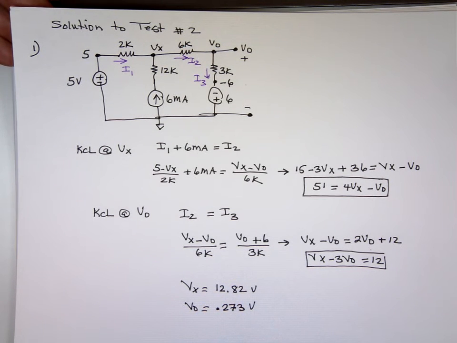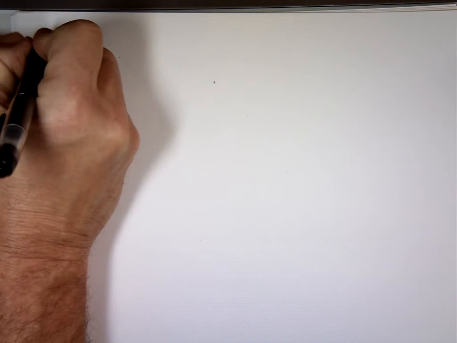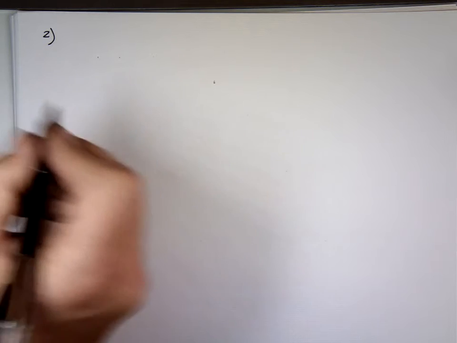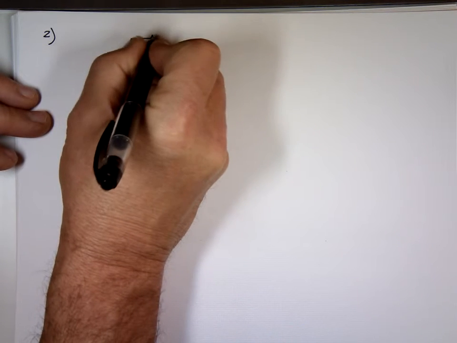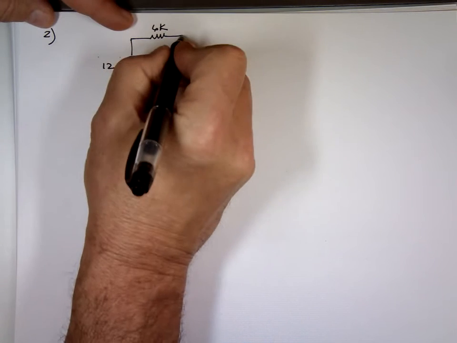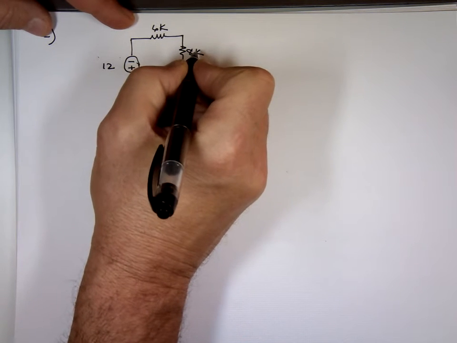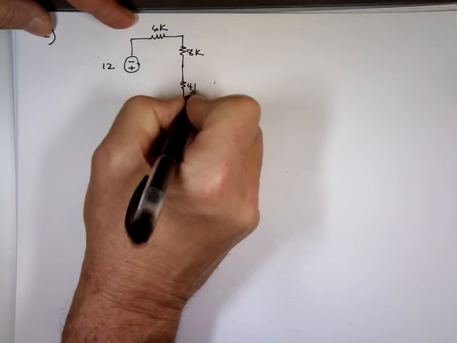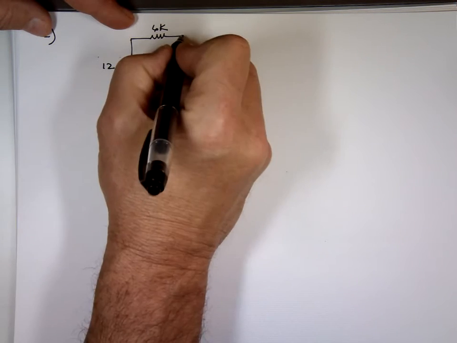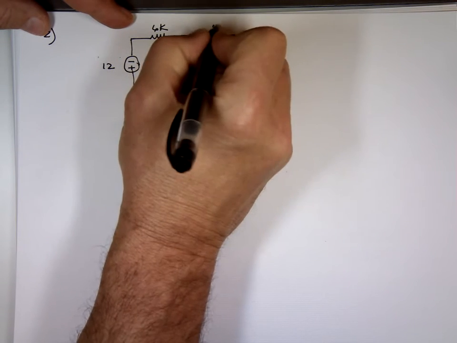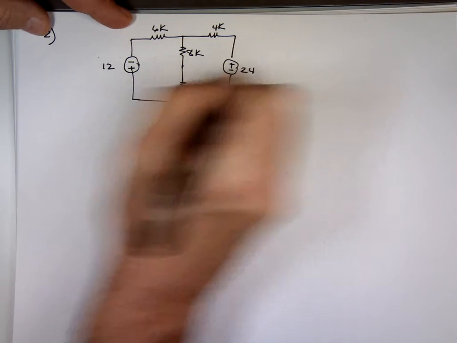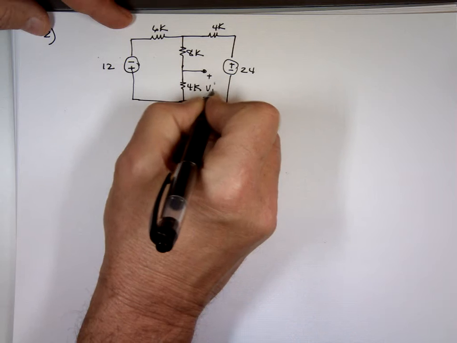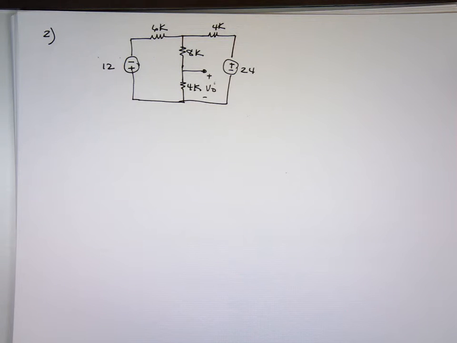Let's look at question number 2. I'll post these on the web too. This one used mesh analysis, and this is what we have. 12, 6K, 8K, 4K, 4K, plus to minus 24, and V out was defined to be right there. And use mesh analysis for this.